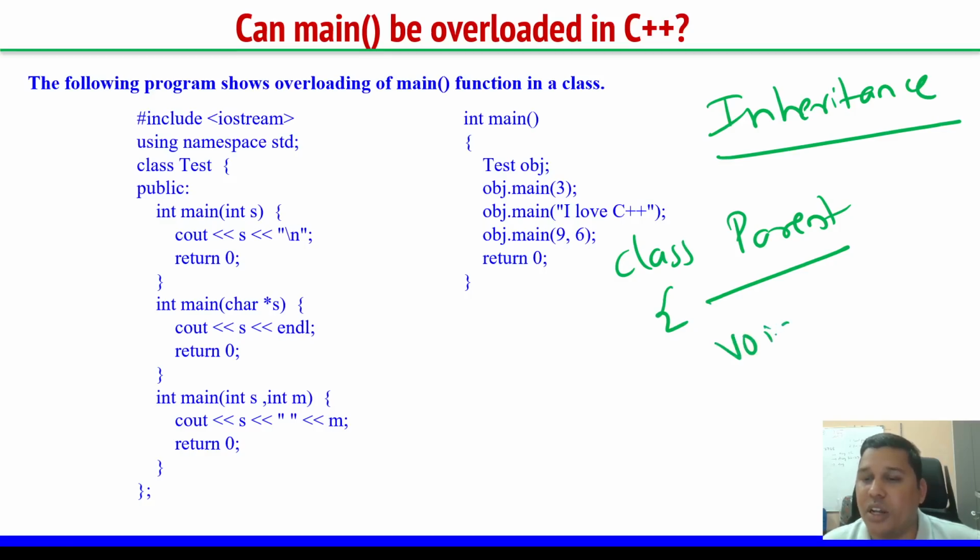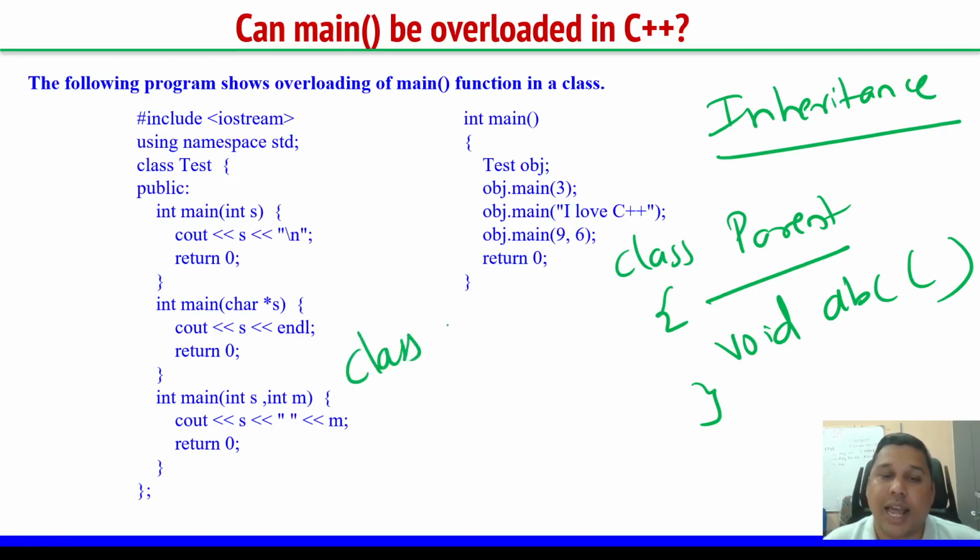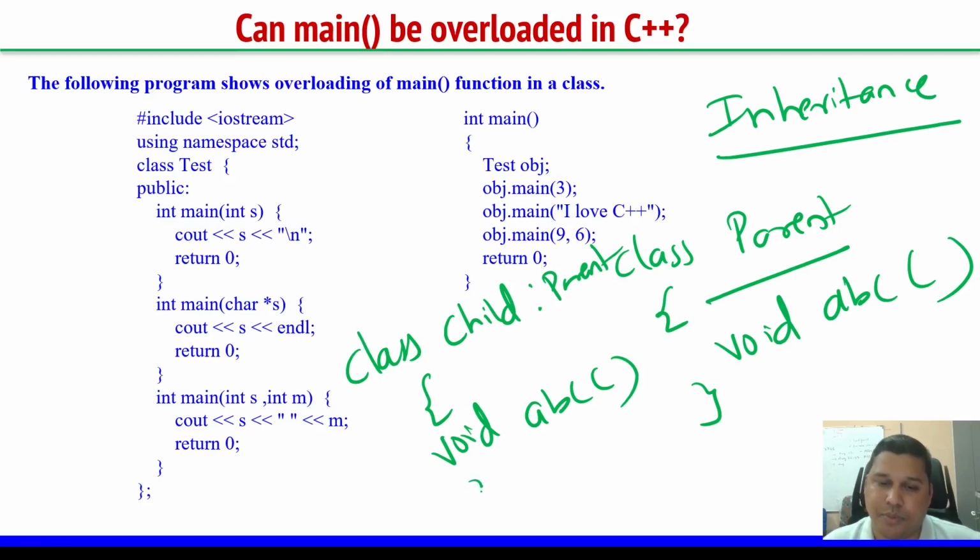I have a function void abc in the parent class. Then I have another class, child, which is derived from parent. We will see how to implement inheritance, but this is just for understanding now. In this also I have a function void abc.